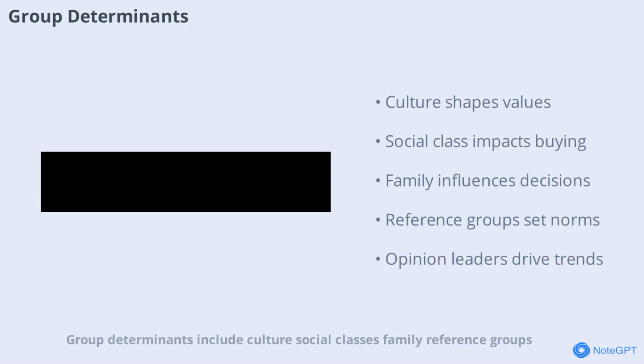Group determinants include culture, social classes, family, reference groups, and opinion leaders. Culture shapes values and norms, while social classes indicate buying patterns. Family roles influence decision-making, and reference groups set norms and influence behavior. Opinion leaders are admired and copied, making them key targets for marketers. These group factors collectively impact consumer decisions and purchasing behavior.